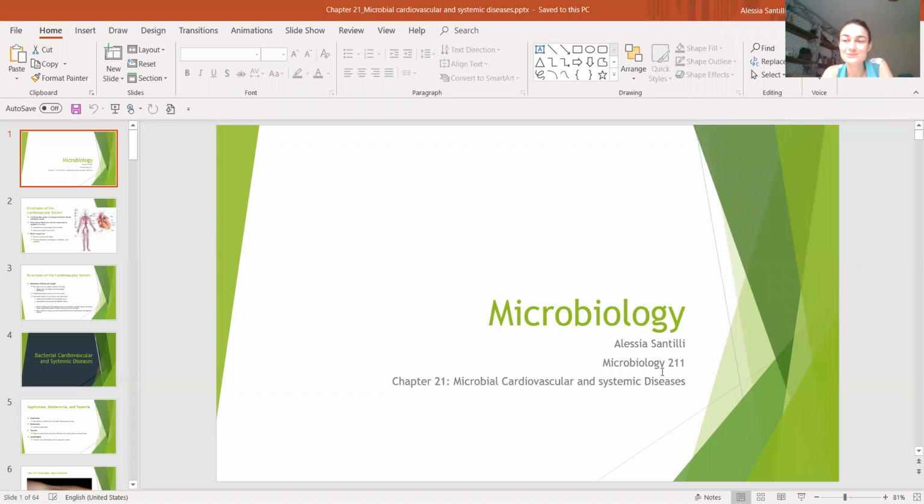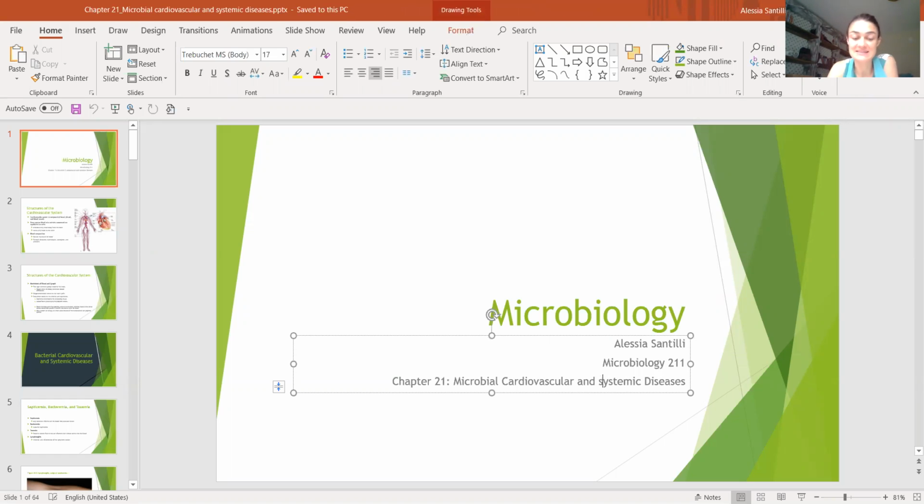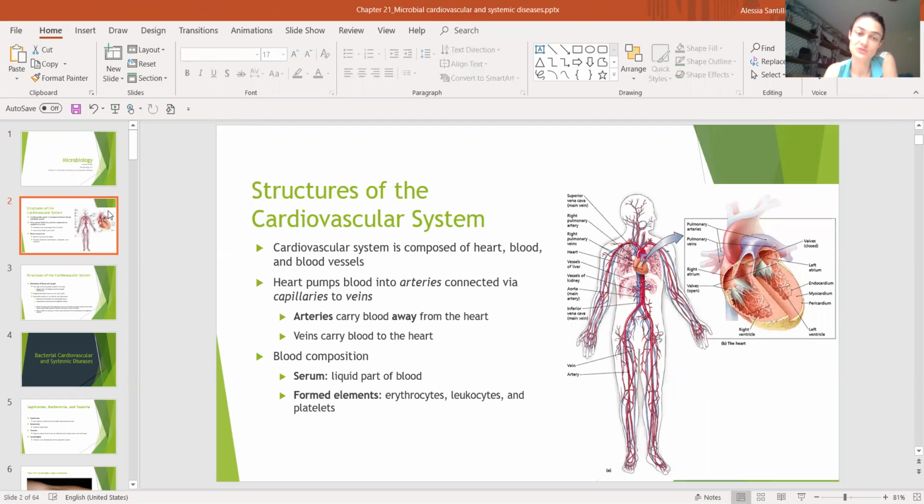Hey guys, and welcome to chapter 21, which is basically about microbial cardiovascular and systemic diseases. So let's start with the first part, which is going to go over the structures of the cardiovascular system.